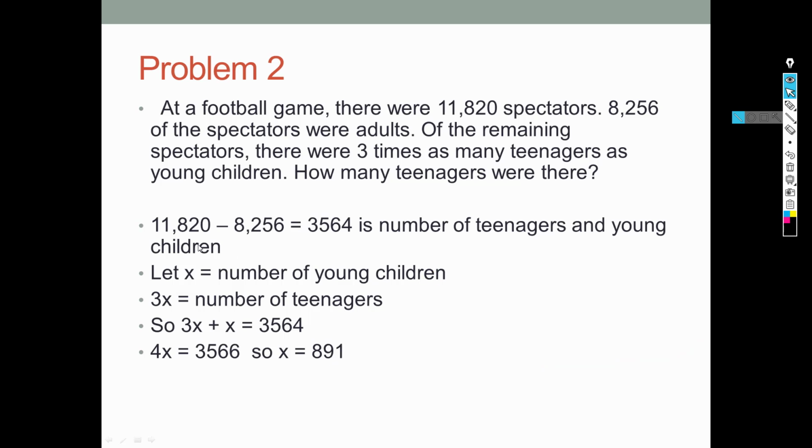That represents, what do we have? We got the number of young children. X is equal to the number of young children. So what does it say? 3 times that is the number of teenagers, and that's what they want. They want the number of teenagers. So if I multiply the 891 by 3, that gives me 2,673. So the number of teenagers is 2,673.